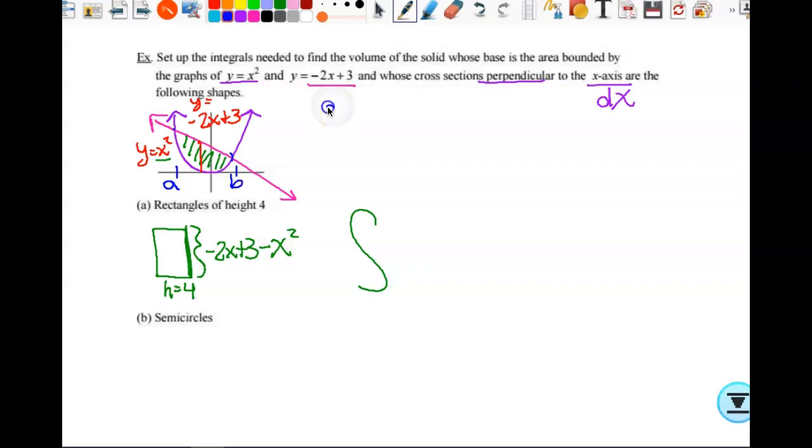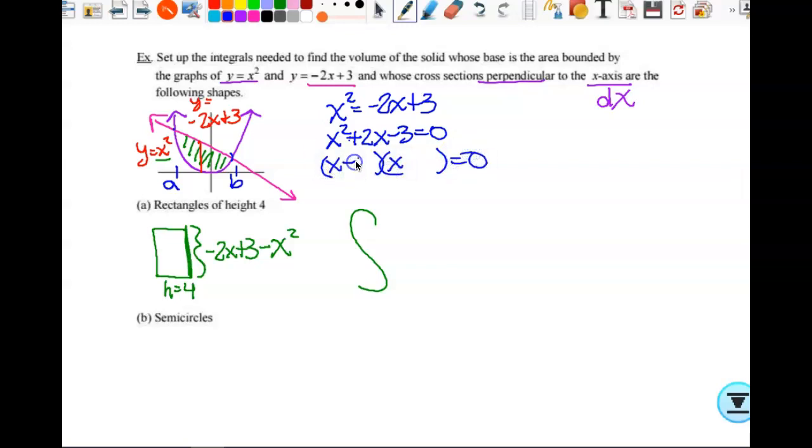So that means I'm going to say up here, x squared is equal to negative 2x plus 3. So x squared plus 2x minus 3 equals 0. Super easy to factor. Negative 3, no, positive 3. I say it's easy, and then I'm going to do something stupid. X plus 3 and x minus 1. So that gives me x equals negative 3 and x equals 1. Okay. So I'm going from negative 3 to 1.